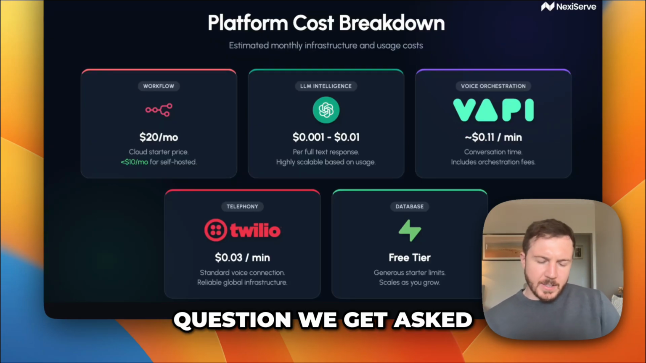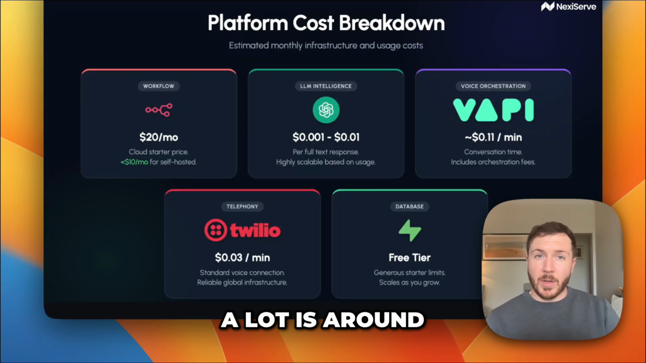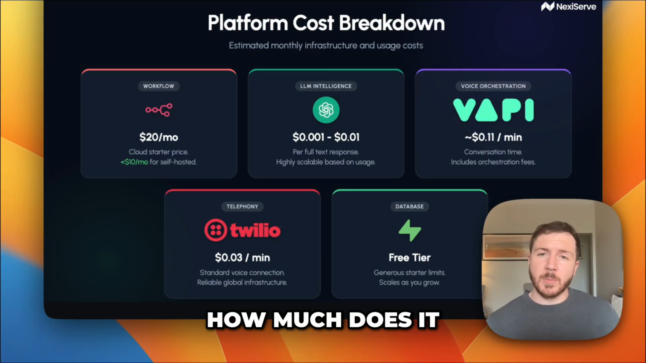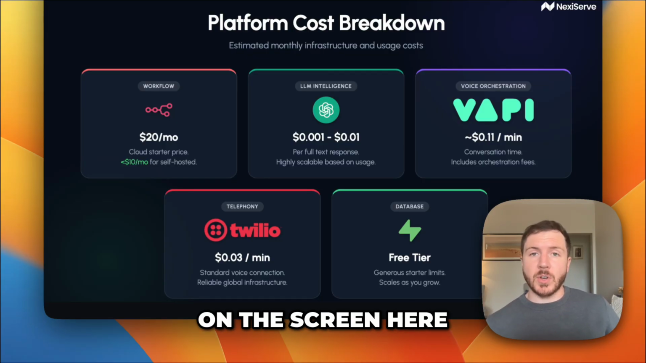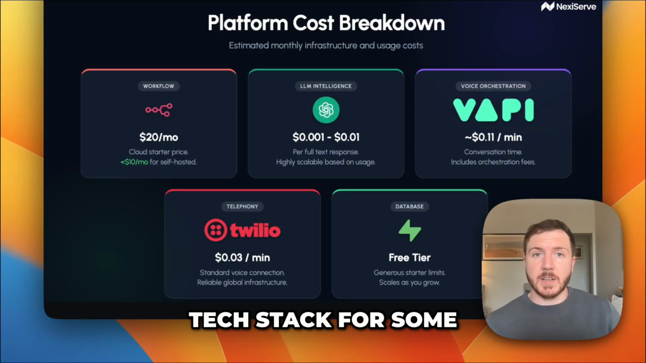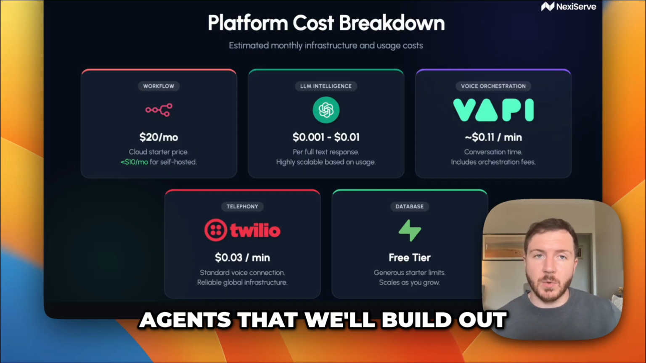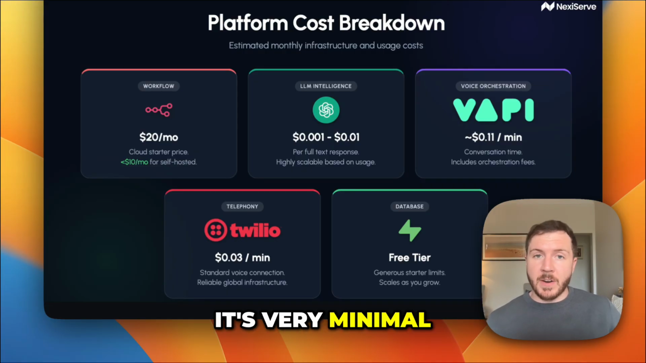So a question we get asked a lot is around the platform costs. So how much does it cost to run these agents and workflows? If you look on the screen here, this is the usual tech stack for some of the workflows and agents that we'll build out. In short, it's very minimal.